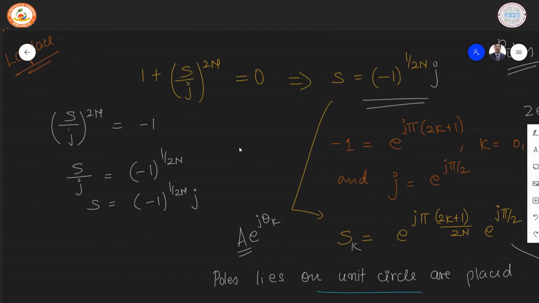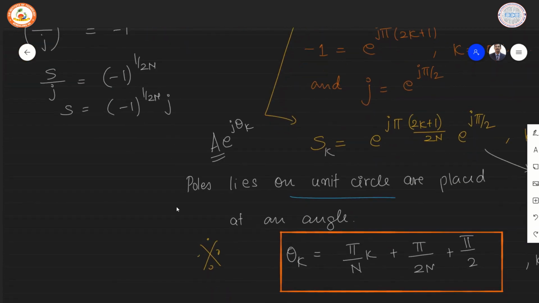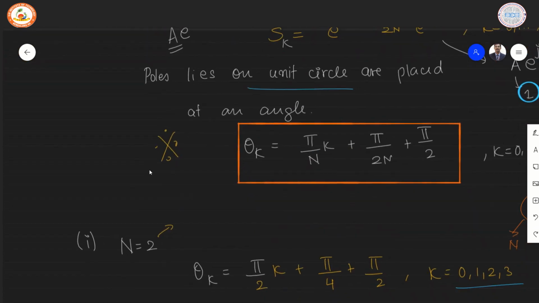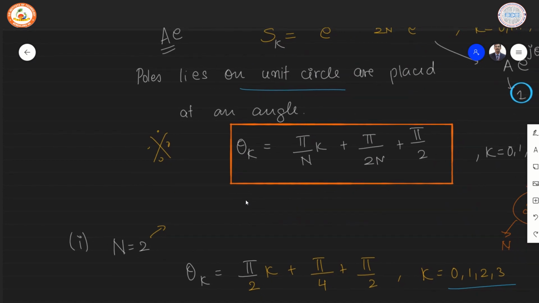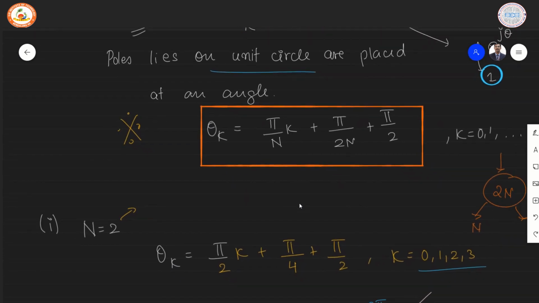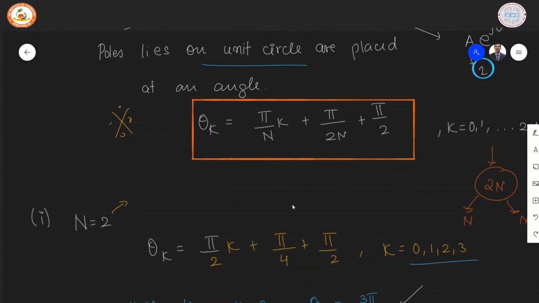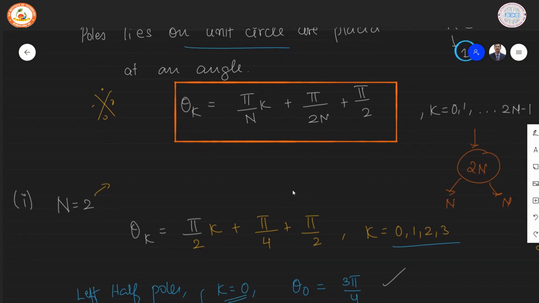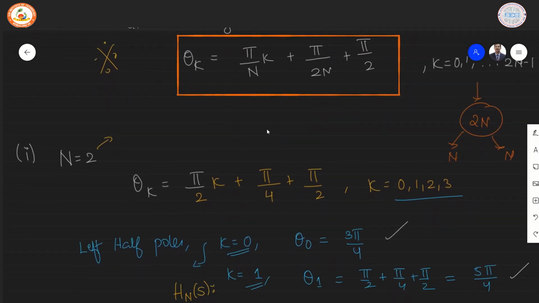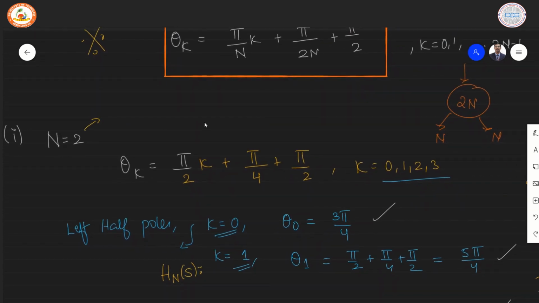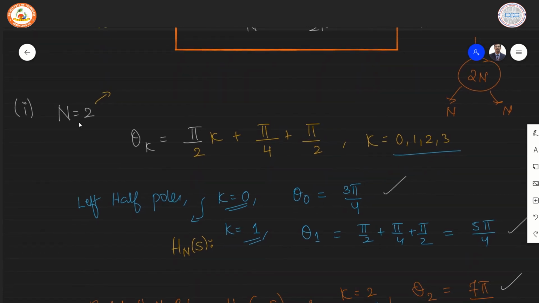So the poles are lying on the unit circle, uniformly distributed, and we can associate them to be lying on the left half and right half of the complex plane, or the S plane. To understand this better, let us take a few scenarios here. First, we consider the value n, which is equal to 2.